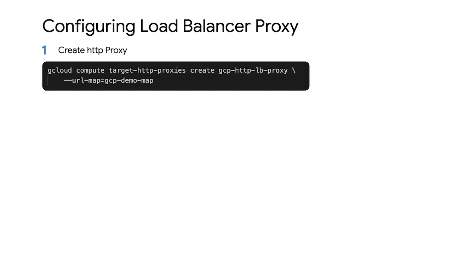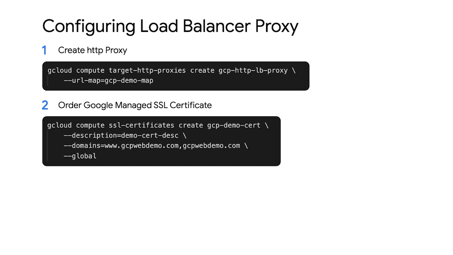The first command creates the HTTP proxy. This is linked to the URL map, which we created in the previous step. The second command orders an SSL certificate. There are no validation records we need to add since we are using Cloud DNS. And later, we will point traffic to the static IP assigned to this load balancer. The SSL certificate will take a few minutes to provision, but it will be done automatically.